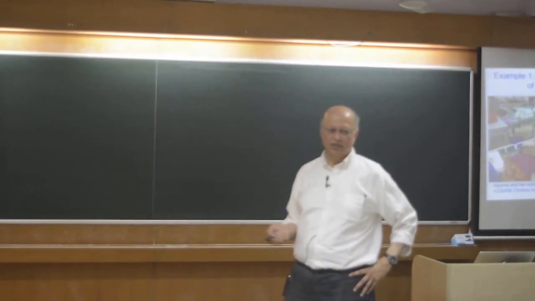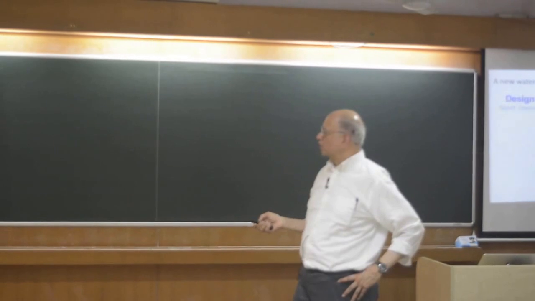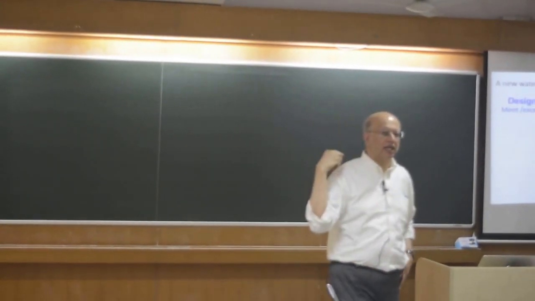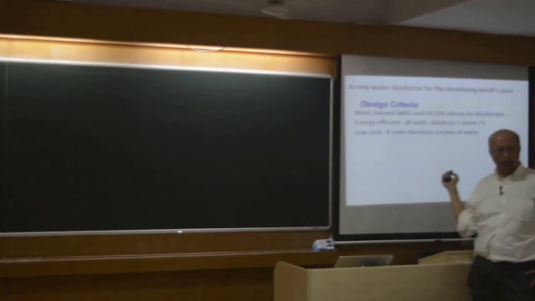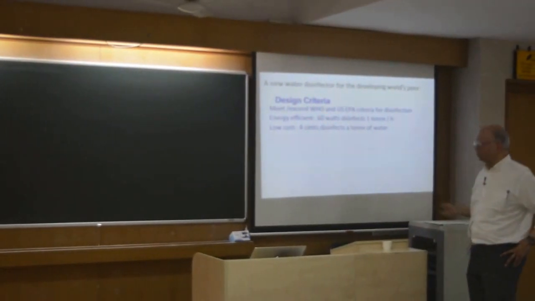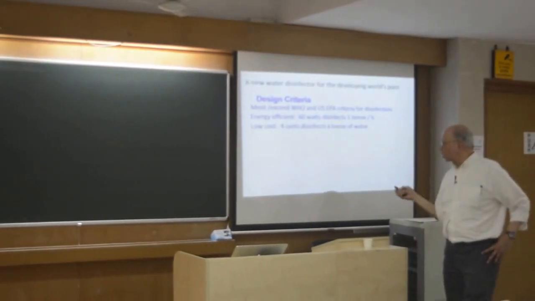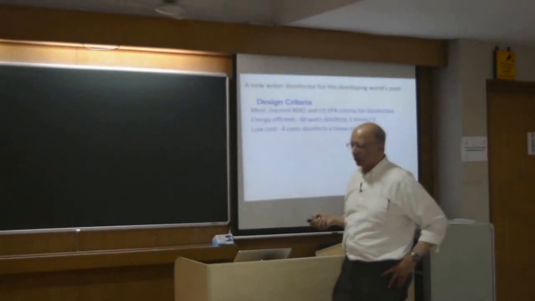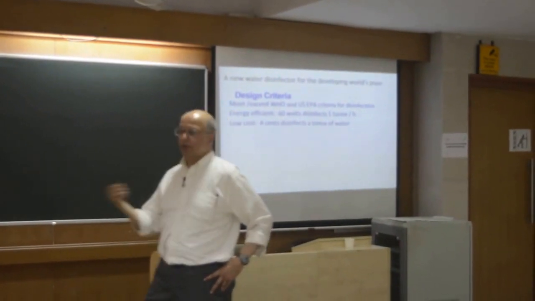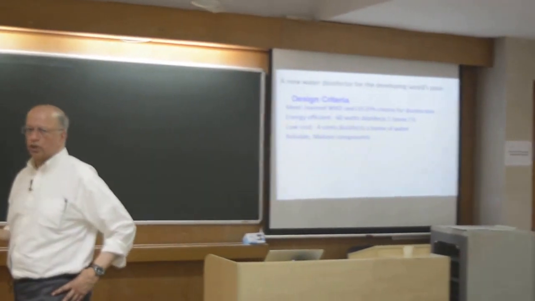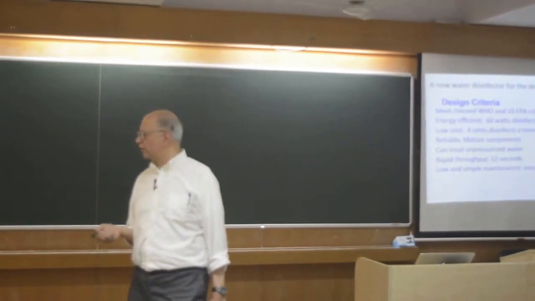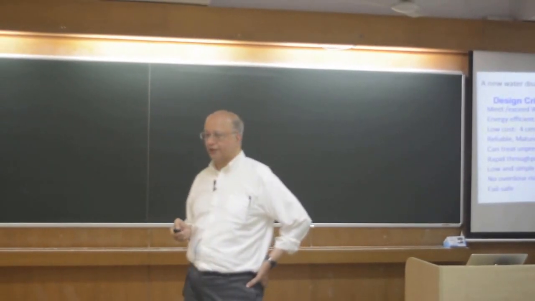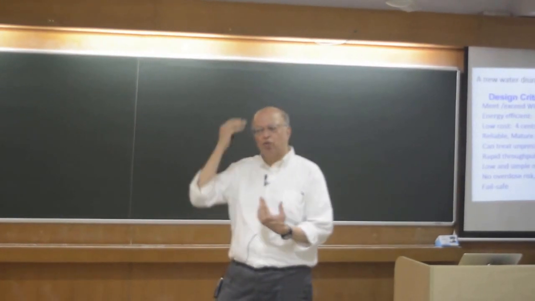And of course, waterborne diarrheal diseases, some of the worst ones, are still around all over the place. So I started off by saying, what are my design criteria? And then you'll see some of the statements about integrating implementation with the design criteria being integrated right here. So it must meet or exceed WHO criteria for water disinfection. It must be energy efficient, 60 watts, disinfects 1 ton per hour. Must be low cost, 4 cents to disinfect a ton of water. 4 cents includes the amortized capital cost, plus cost of consumables, plus electricity. Must be reliable, mature components, so I don't need delicate new stuff that is manufactured. Can treat unpressurized water, rapid throughput within 12 seconds, low and simple maintenance, no overdose risk, and fail safe. So those criteria came out of paying attention to what's going to be the implementation of it.